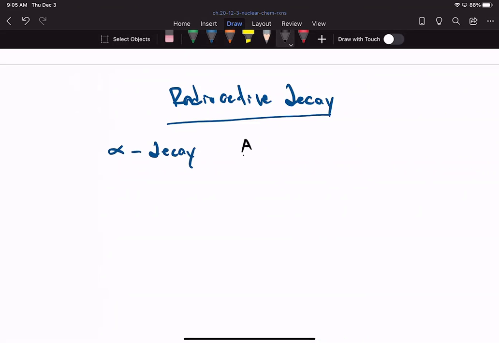We're going to use A, Z, X going to A minus 4, Z minus 2, Y, plus an alpha particle coming off. Then we're going to have what we call beta decay. There are two types of beta decay, because we have two different types of beta particles: electrons and positrons. I don't know if I mentioned that earlier, but positrons are also beta particles. All right, so we're going to have beta decay.